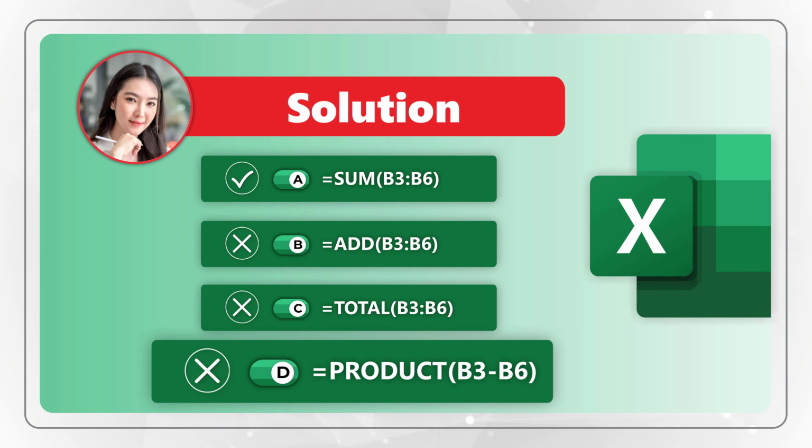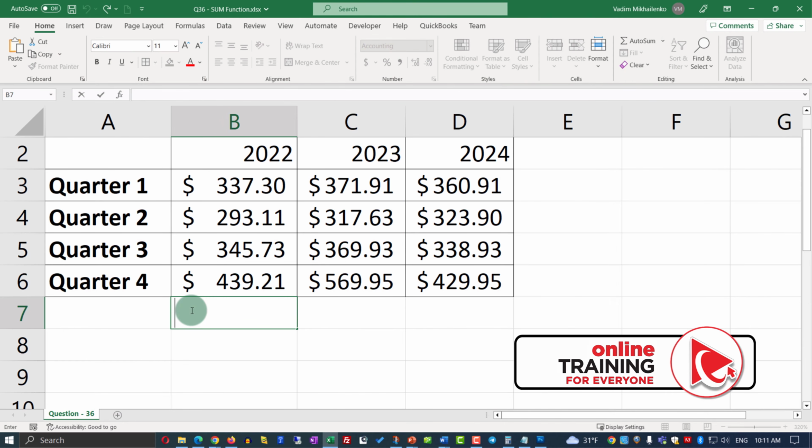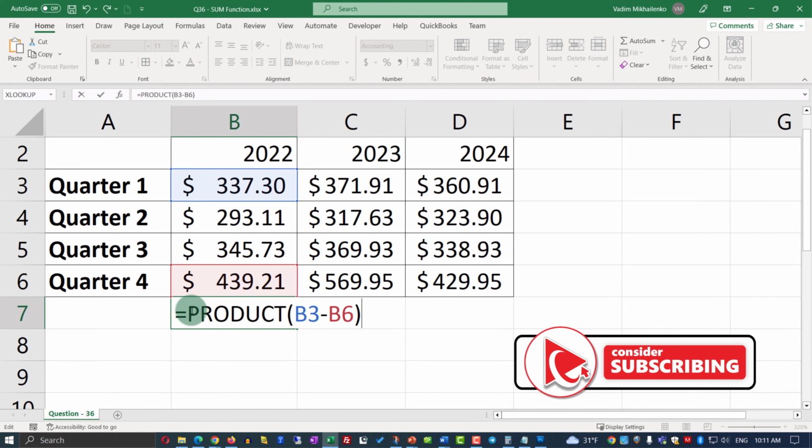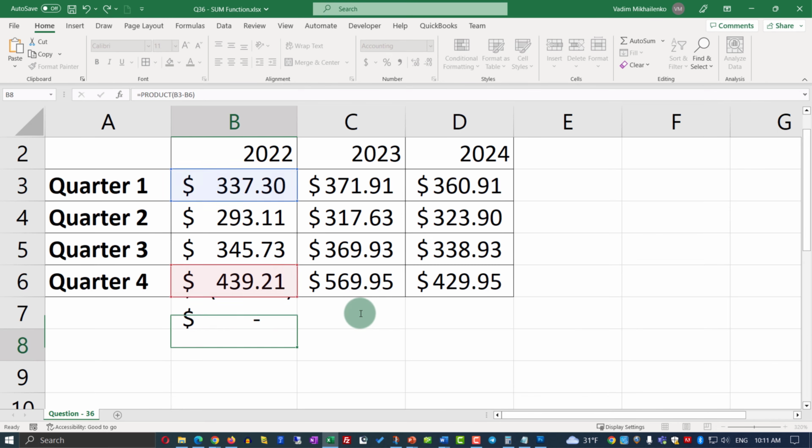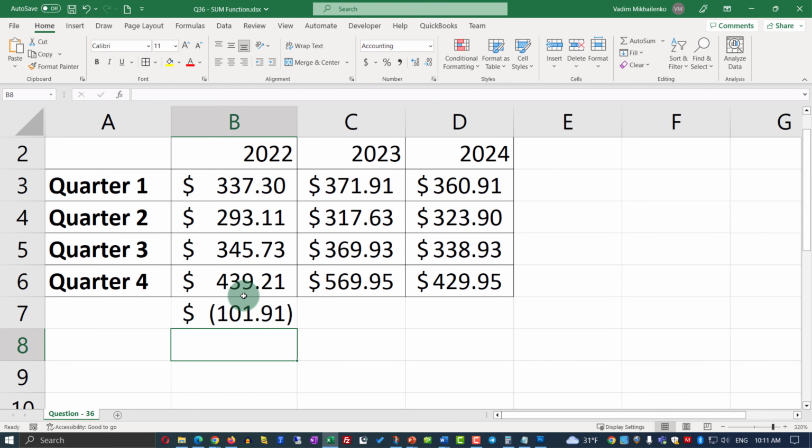In fact, if you looked at choice D, the value supplied is not even a range. It's the difference between the values of B3 and B6, because we're supplying only one argument, which is the result of the mathematical operation B3 minus B6. And in fact, the output of this function, PRODUCT(B3-B6), will be negative, because it's a result of a subtraction of 337 minus 439, and the end result will be negative 101.91.